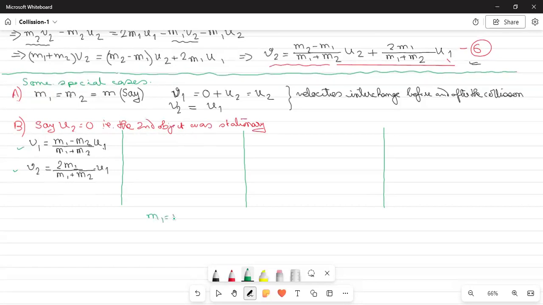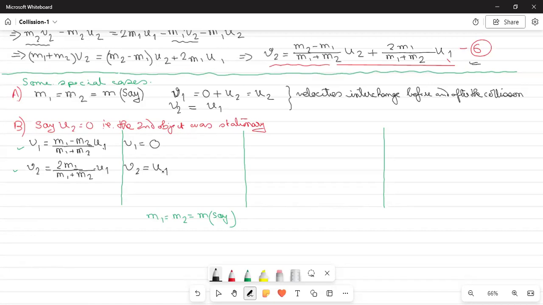M1 equal to M2 equal to M, same mass, then what is V1? One is M1 minus M2 is 0. That means 0. And what is V2? By 2m into U1 is 0.